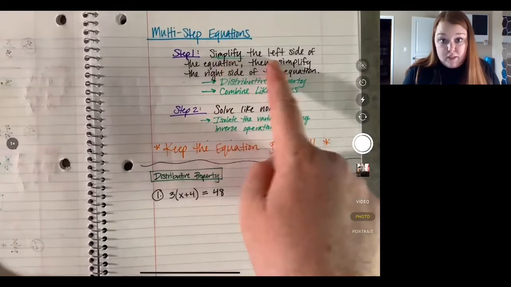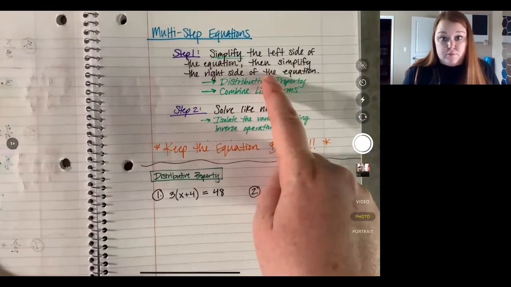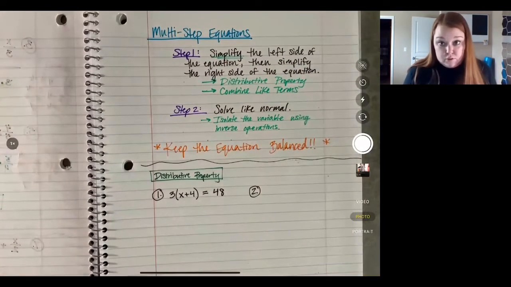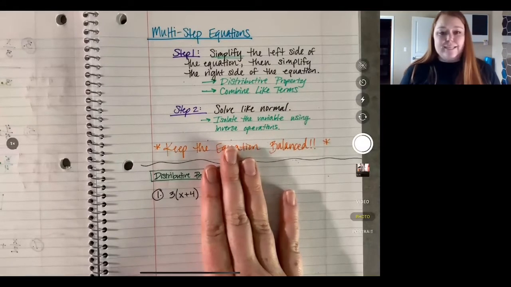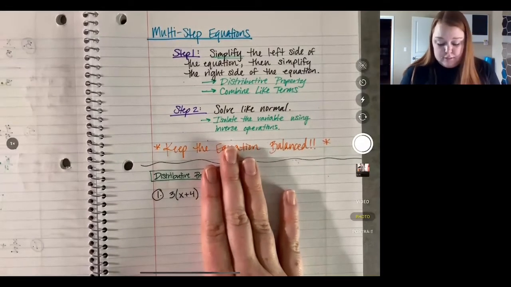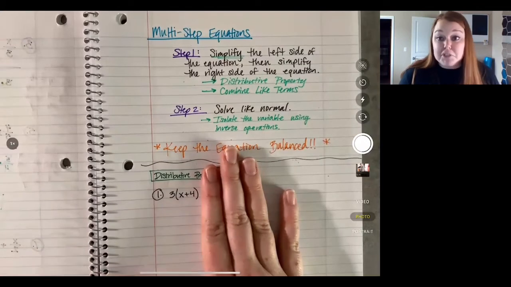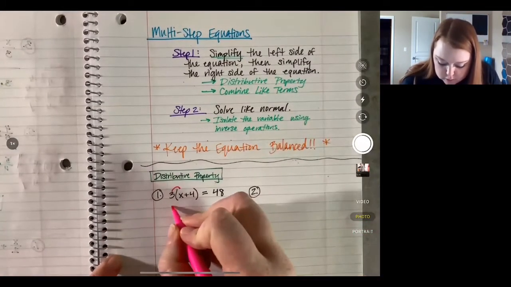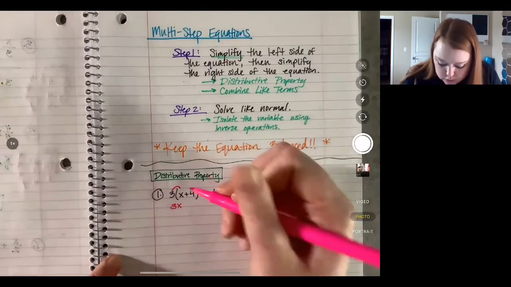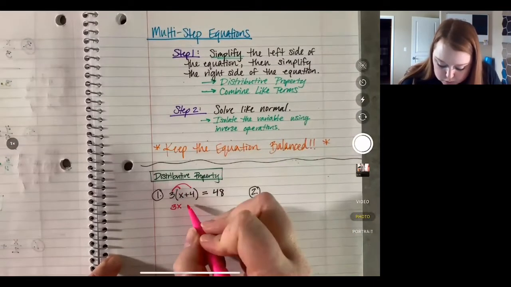So simplify the left side and then simplify the right side. We're only focusing on simplifying right now. So I'm going to cover up the right side, so I'm only focused on the left. How can I simplify this side? Well, I'm going to use distributive property. So 3 times x is 3x. 3 times 4 is positive 12.